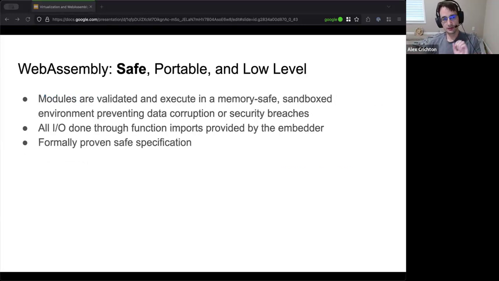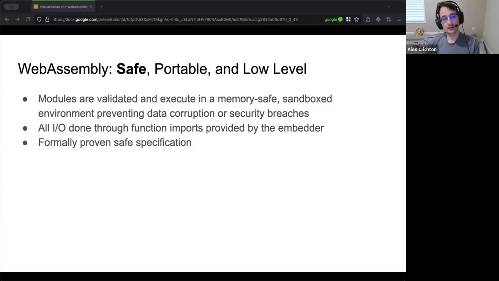So just to dive in a little bit on this safe, portable, and low level, I can expand and say that from the safe side of things, a WebAssembly module, which is a binary, always executes in a sandboxed environment. So the idea is that no matter what happens inside there, it's all nice and self-contained, kind of like a virtual machine in that regard, where whatever the guest does, you have very well defined. You can shut it all down if you want. You can move it around if you want, things like that.